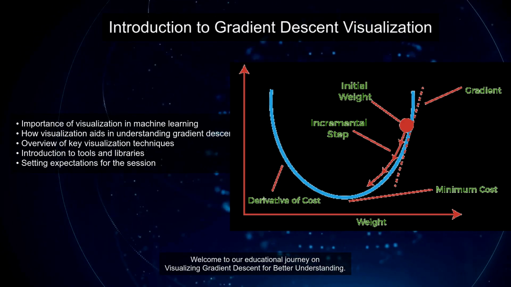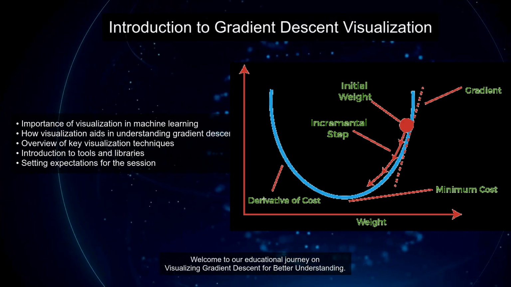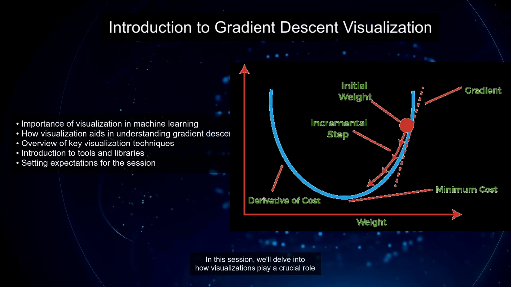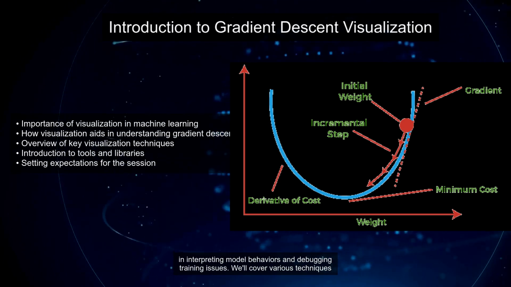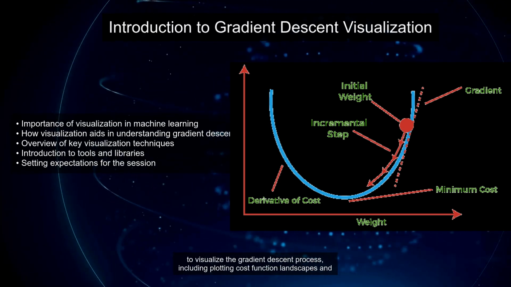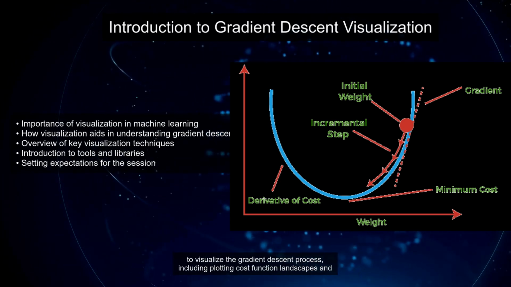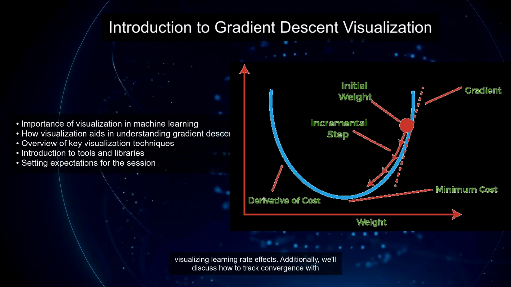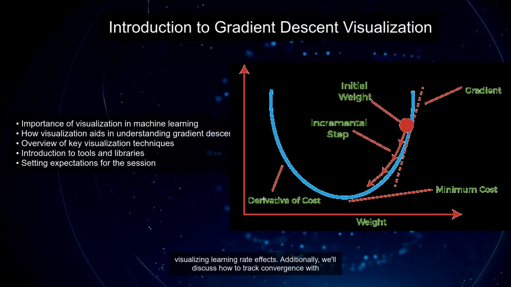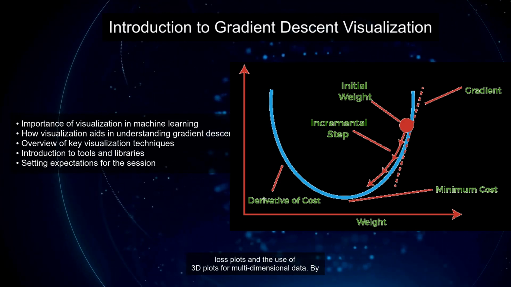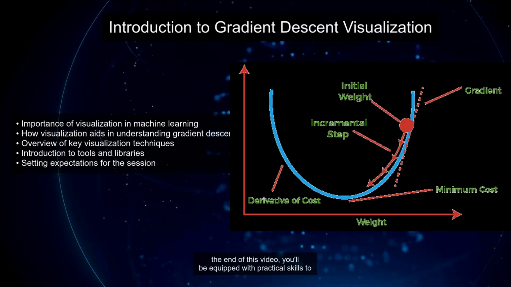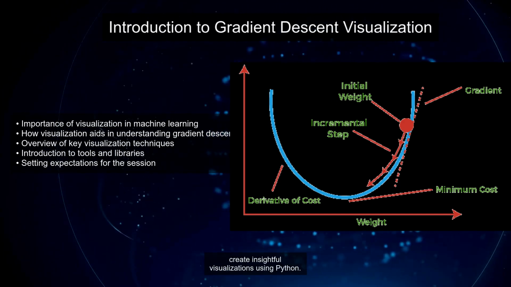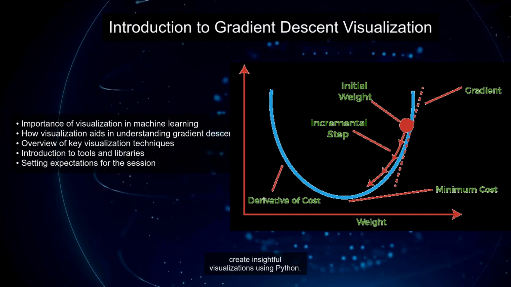Welcome to our educational journey on visualizing gradient descent for better understanding. In this session, we'll delve into how visualizations play a crucial role in interpreting model behaviors and debugging training issues. We'll cover various techniques to visualize the gradient descent process, including plotting cost function landscapes and visualizing learning rate effects. Additionally, we'll discuss how to track convergence with loss plots and the use of 3D plots for multidimensional data. By the end of this video, you'll be equipped with practical skills to create insightful visualizations using Python.